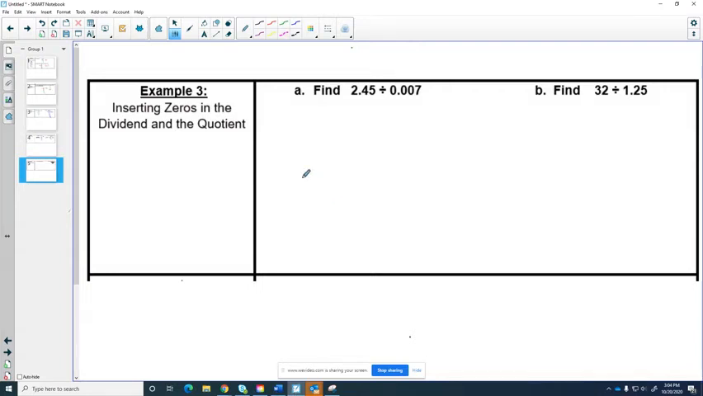All right, in these two examples, we are going to insert zeros in the dividend and the quotient. This sometimes can be difficult, but hopefully after watching this video, you have a better understanding and it is not as complex for you. So we have: find 2 and 45 hundredths divided by 7 thousandths. Again, 2 and 45 hundredths is our dividend, and our divisor is 7 thousandths.